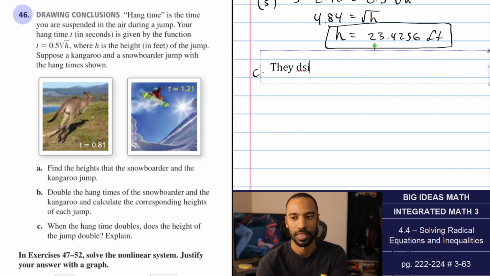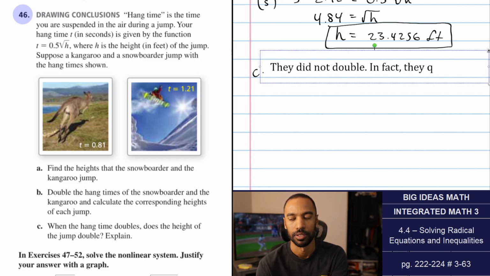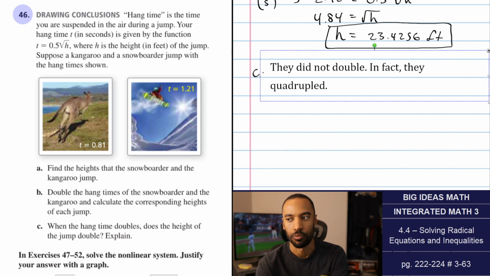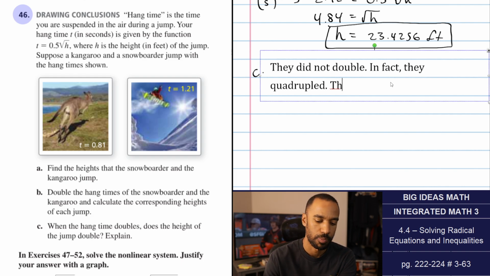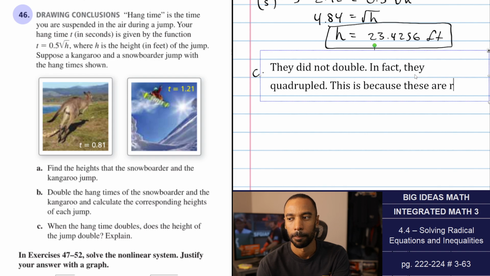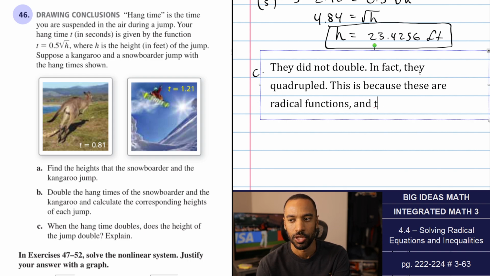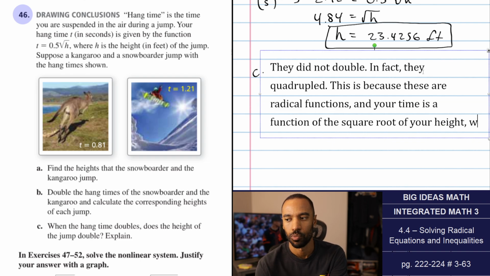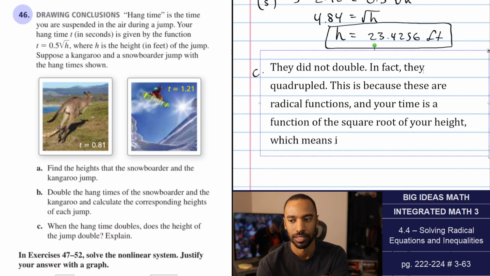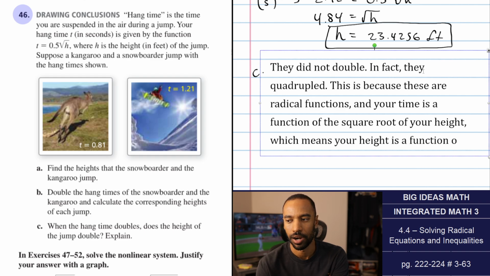They did not double. In fact, they quadrupled. There are a lot of ways we can explain how this works. If we explain in terms of radicals, because that's the kind of section we're in, this is because these are radical functions. Your time is a function of the square root of your height, which means your height is a function of the square of your time.